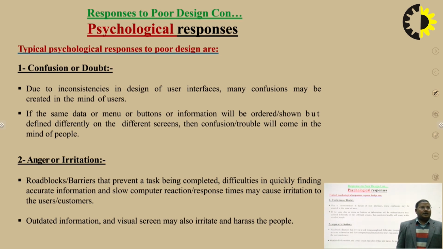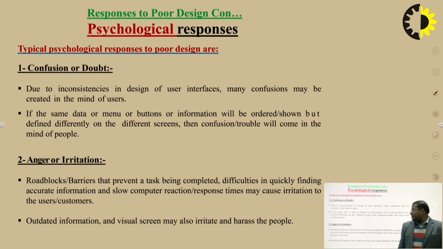If the same data or menu or button or information is shown but defined differently on different screens, for example, suppose on one screen I am writing one definition and on another screen I am writing a different definition for the same thing, then confusion or trouble will be created in the mind of the people. The second psychological response is anger or irritation.